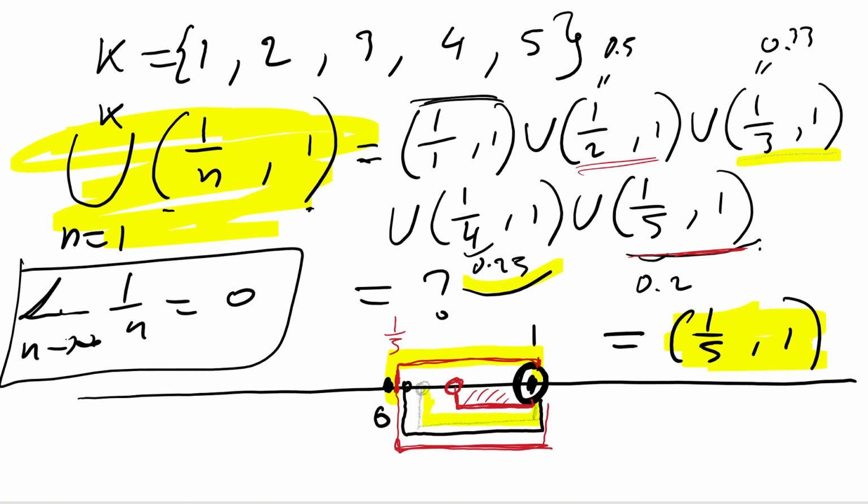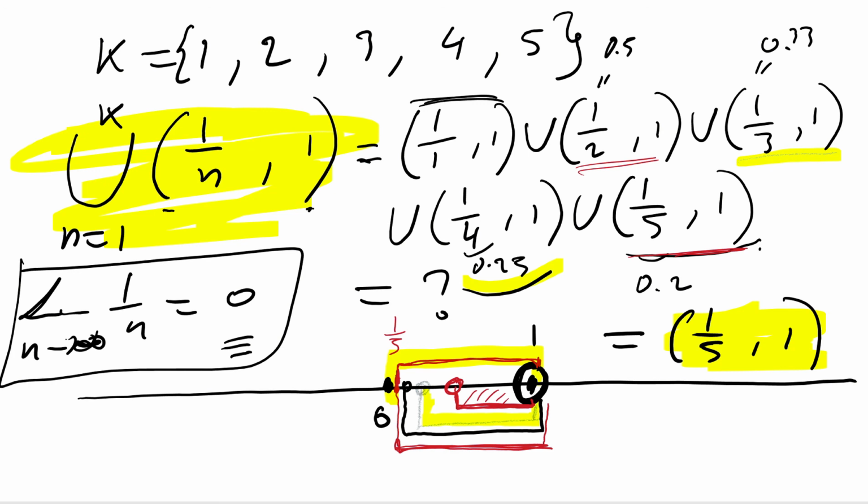So the limit as n goes to infinity of 1 over n is 0. So when you go close to infinity, this number goes close to 0. You have to understand this concept. It's going to help you somehow. And observe the pattern, what is going on here.